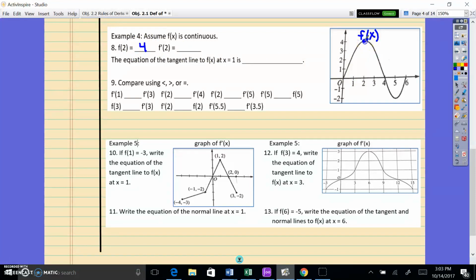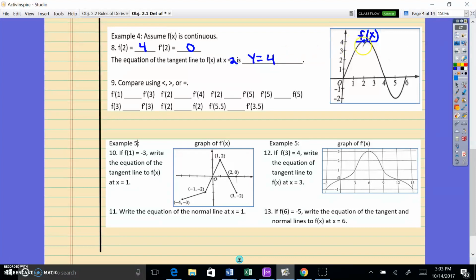Now it wants the derivative at 2. Well, at 2, if we drew a tangent line there, you can see it's horizontal. So its slope, of course, is going to be 0. Now it wants the equation of the line tangent when x is 1. I'm going to change this 1 to 2. It's just a typo. If I want the equation of the tangent line at 2, this is a horizontal line.